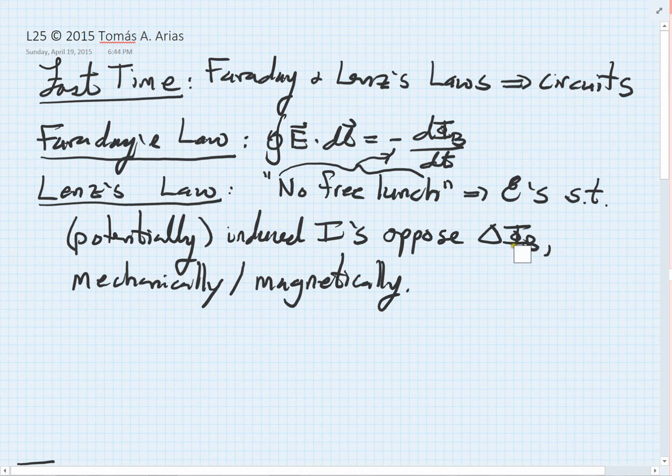And that opposition can come in either or both of two different forms, either mechanically, if we are inducing the EMF by motion, the forces on the resulting currents will be tending to try to resist the motion, or magnetically, where the induced currents will be such as to create additional fields which would oppose, again, that change in the magnetic flux.